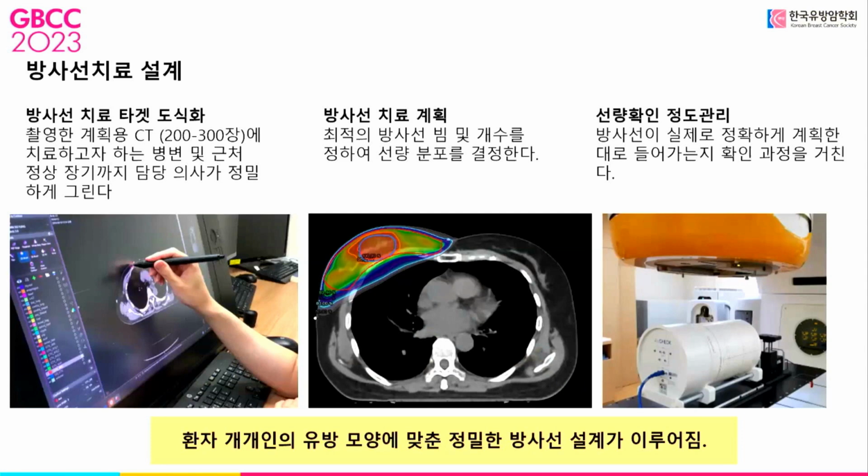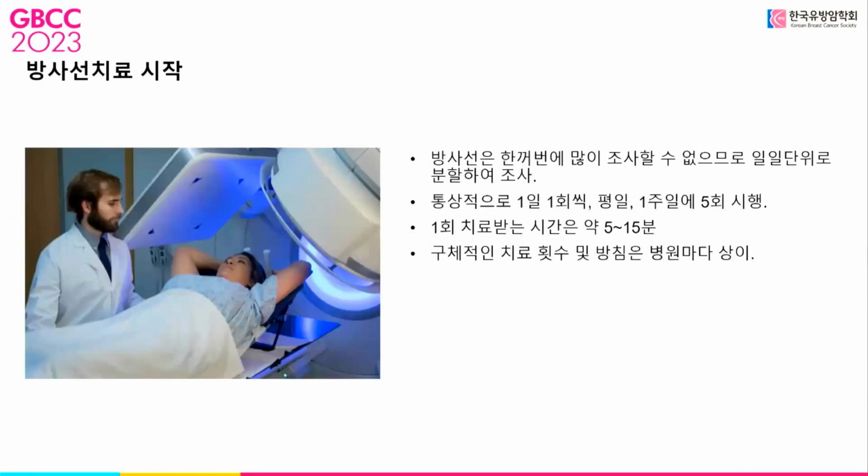First, the responsible physician will go over 200, 300 CT scans in order to precisely draw the target around the lesion and adjacent normal organs. And then, using the computer calculation, the dose distribution will be determined based on the optimal radiation beam and the number of the beams. And then there will be a verification step to see if the radiation is shot according to the plan. And so there is precise design of the radiation therapy customized to the breast shape of individual patients.